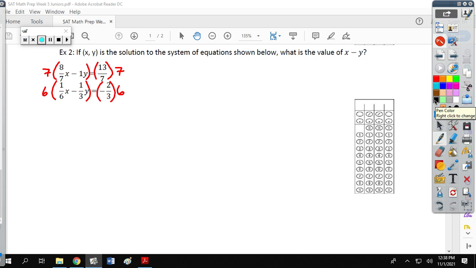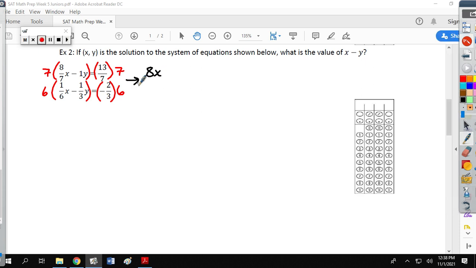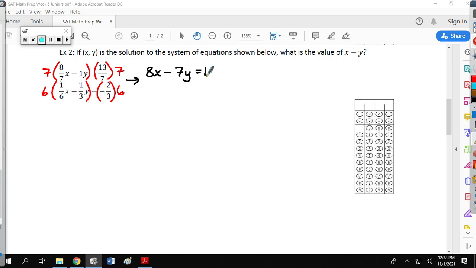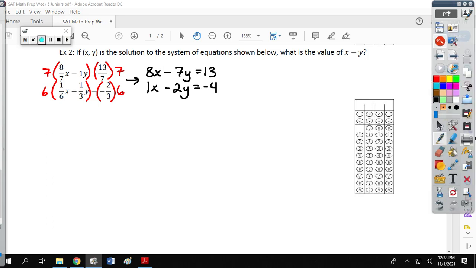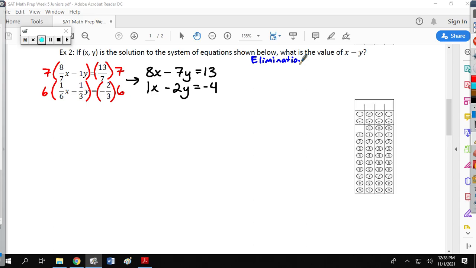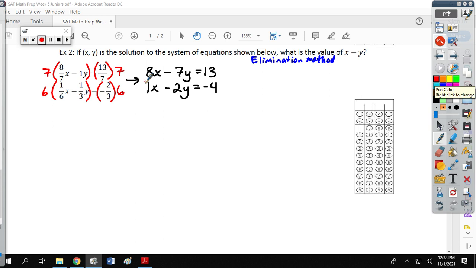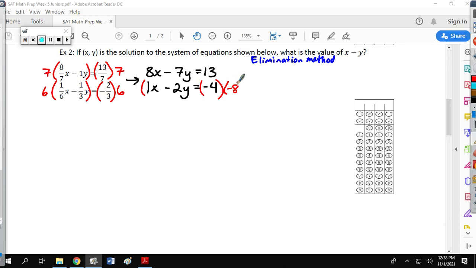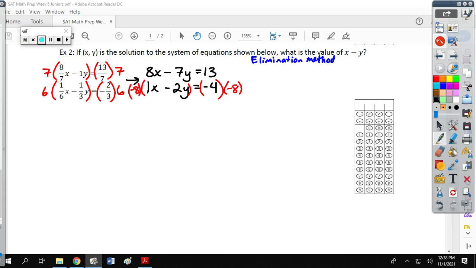When we do that, we are left with 8x minus 7y equals 13 for our new first equation. Notice the fractions are gone. The second equation would be 1x minus 2y equals negative 4. Both equations are now in standard form, which should indicate that this is an elimination question, so we should use the elimination method to solve this system. What I would do is multiply the second equation by negative 8, and I would rewrite the system.